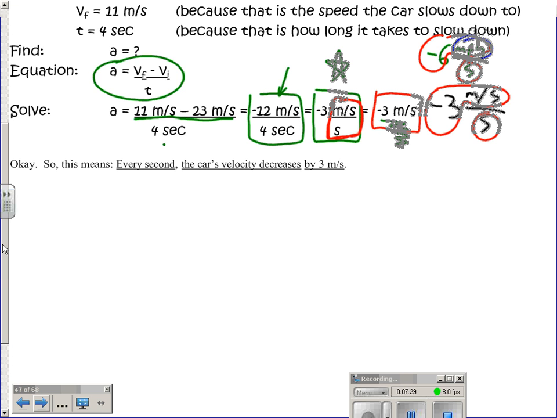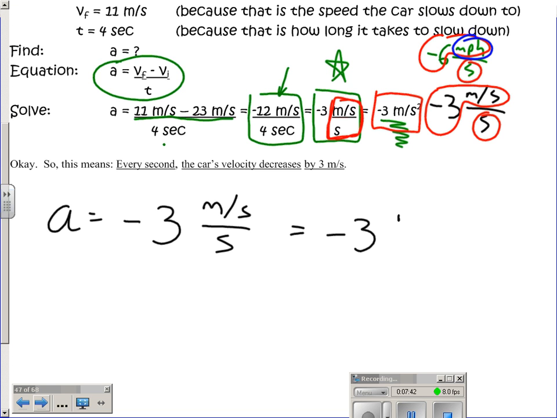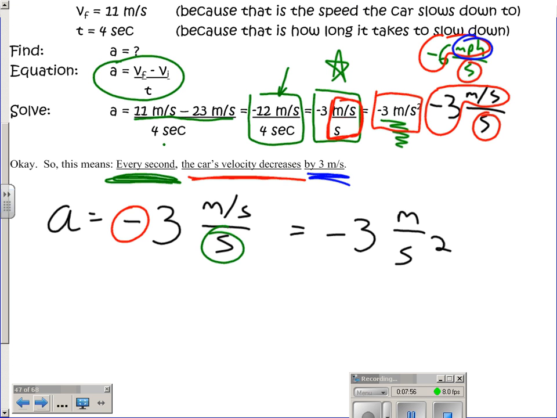All right, so here's what we just decided. We decided that our acceleration is -3 meters per second squared. And here's what it means. It means every second, the velocity decreases by 3 meters per second.